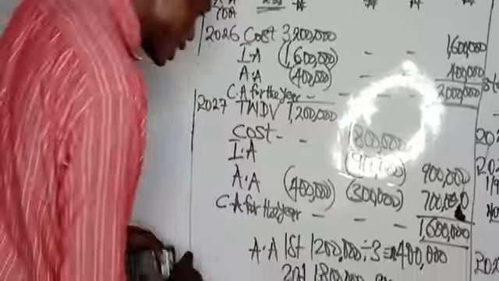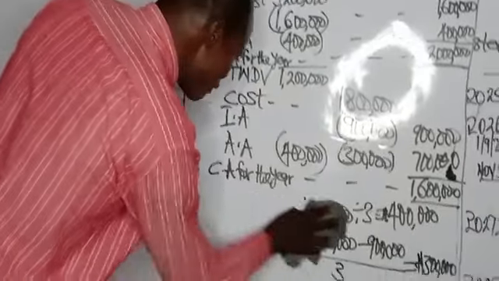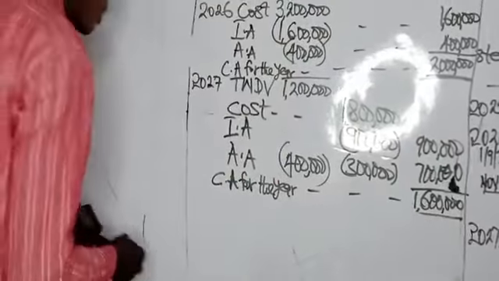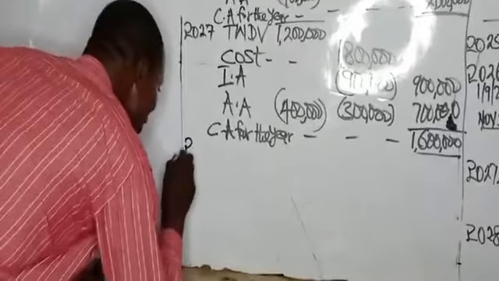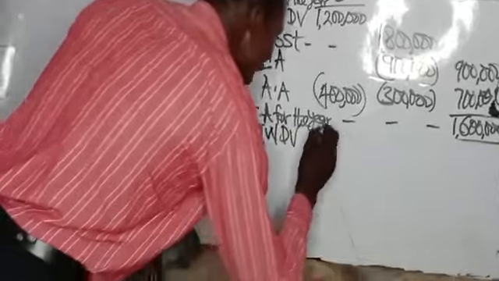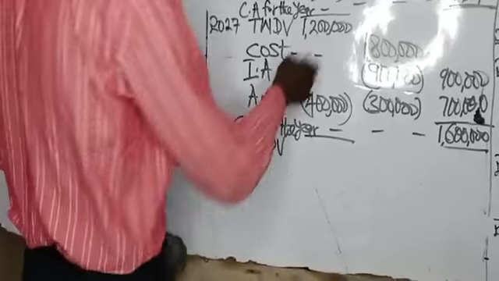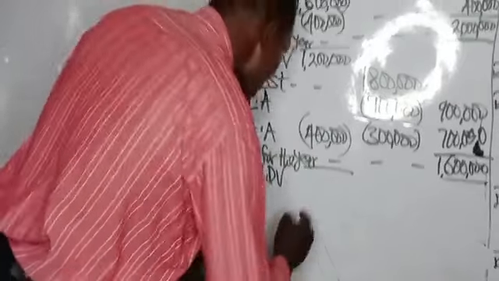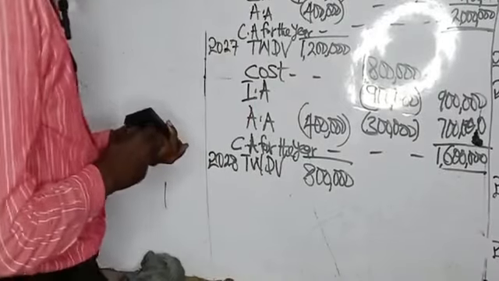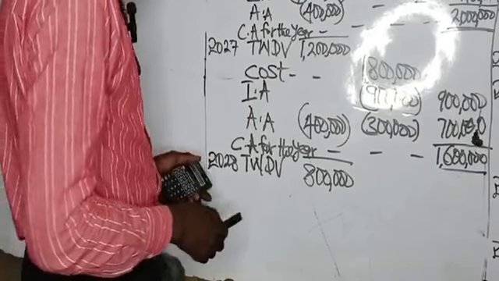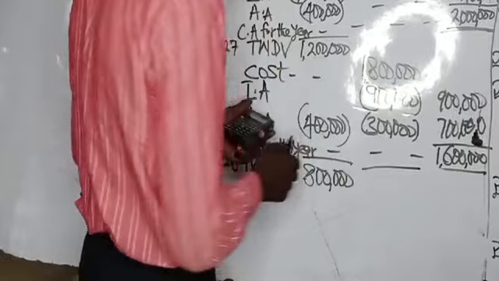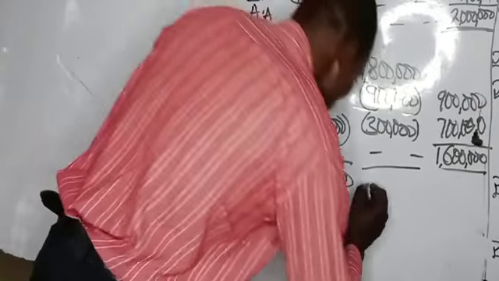After 2026, then you have 2027. Then you have the tax. After 2027, you have 2028. The tax written down value of the assets as at 2028 year of assessment, 1.2 million minus 400,000, that will be 800,000. Then for this, 1.8 million minus 900,000 minus 300,000, you have 600,000.